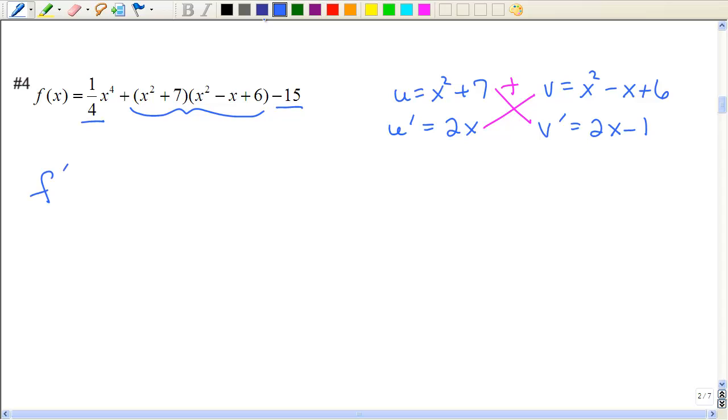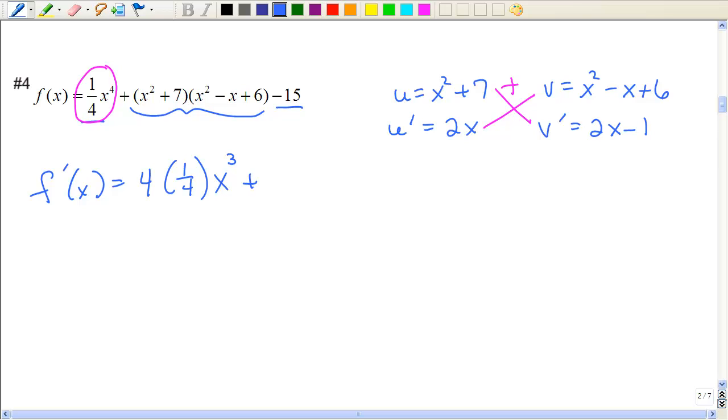All right, but let's not forget the rest of the problem. I need to look at this part. So I'm just going to apply the power rule. Remember, the power comes down in front, times the 1/4 that was already there, and subtract 1 from the exponent.